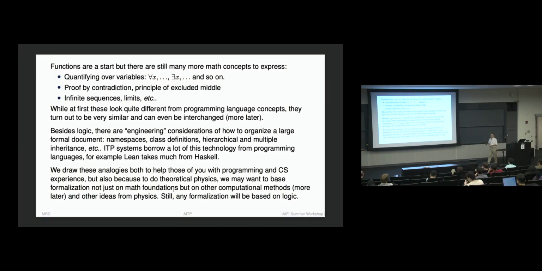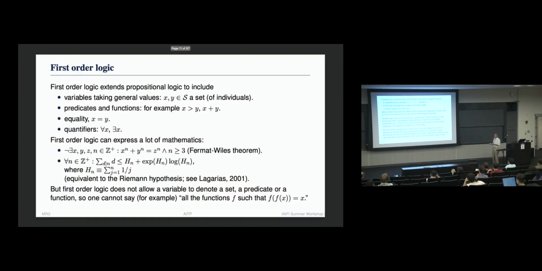There's sort of the engineering aspects. If you've done any programming, big programs, it's a lot of work just to keep track of everything, to avoid using the same name twice in incompatible ways and so forth. And there's a lot of existing programming language technology which is useful there. Okay, so then what more do we need from math?